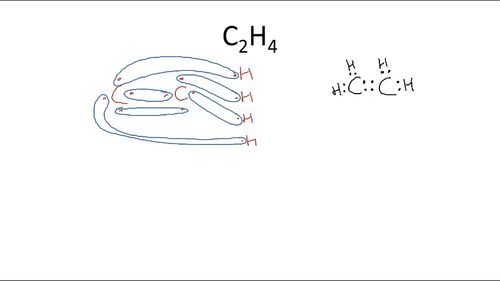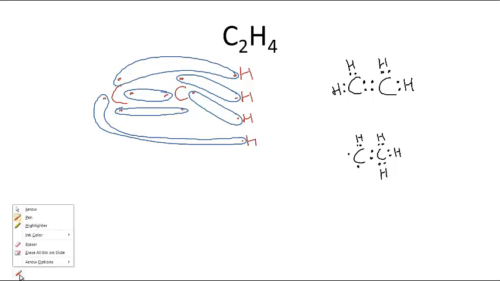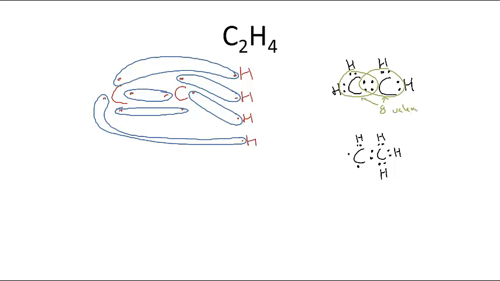Now, if you try to do it without the double bond, you would get something like this. And we can look immediately and see why this is wrong. Let's do our check. Well, each of these carbons has 8 valence electrons associated with it. We can do it here. This one's good, but this one only has 6 valence electrons. That is very unstable. So this is no good.